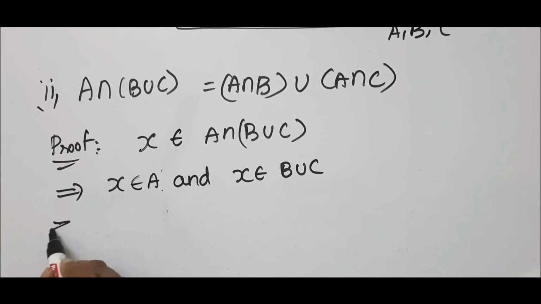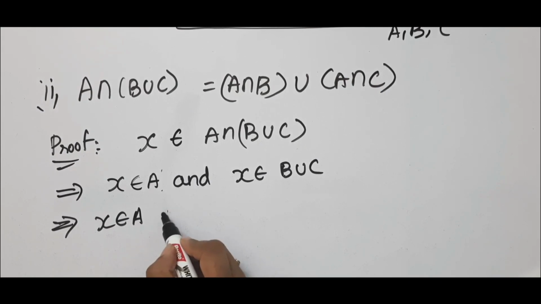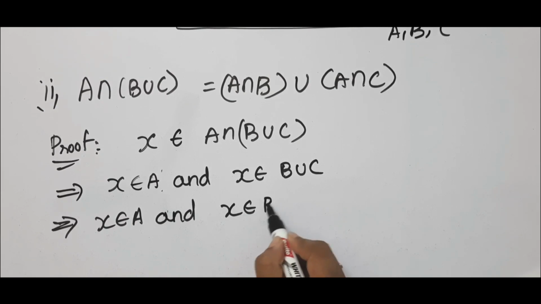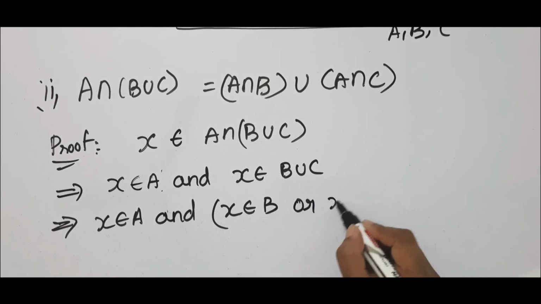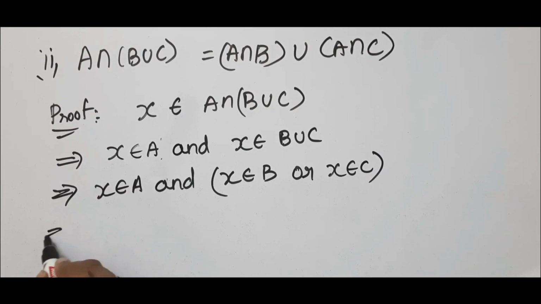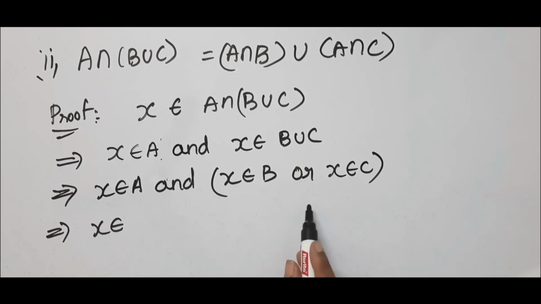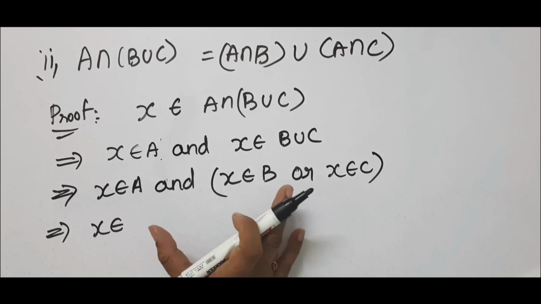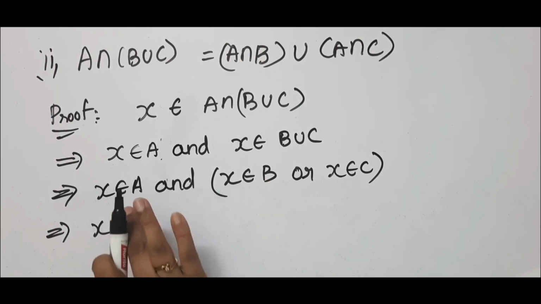Next, this can be written as X belongs to A and X belongs to B union C. Union is there, is it not? So we have to keep the word or: X belongs to B or X belongs to C. Now, this can be written as X belongs to A, as and is there, or is there. The two words are different, so we cannot remove the brackets as I said before. We have to distribute this set A with B, set A with C.